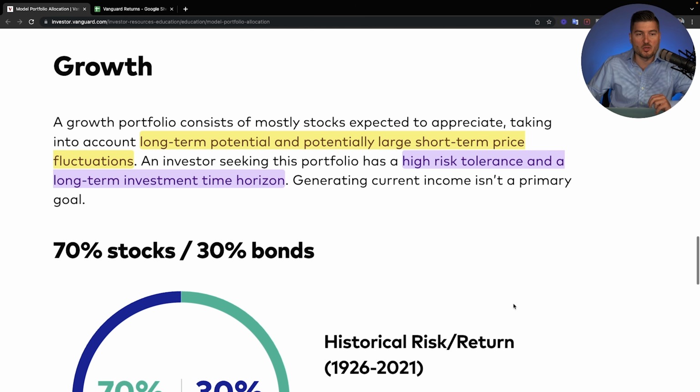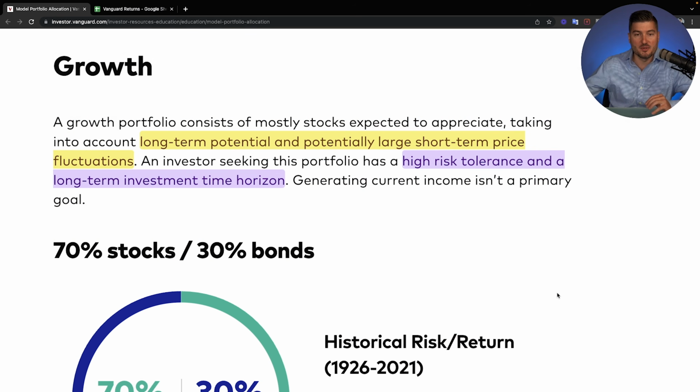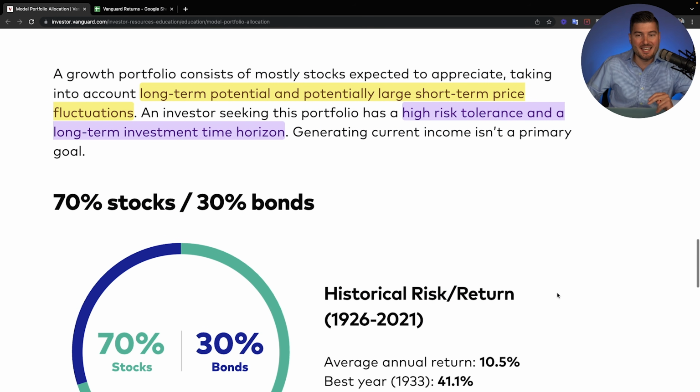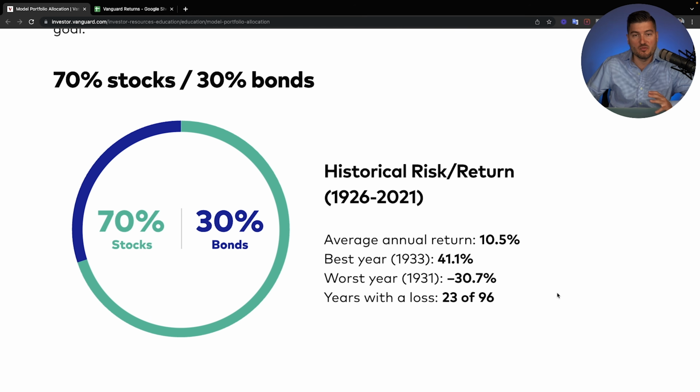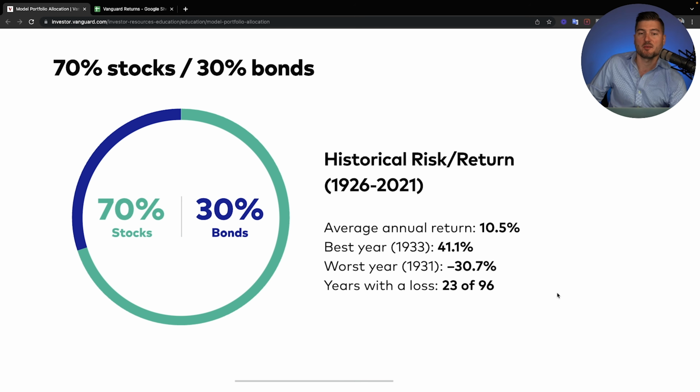So now this is where we move into the growth portion of the video, or the portfolio, if you will. So this is basically consisting mostly of stocks expected to appreciate, taking into account long-term potential and potentially large short-term price fluctuations, aka high risk, high reward, higher risk, hopefully higher return. So an investor seeking this portfolio has a high risk tolerance and a long-term investment time horizon. These are typically people that are starting to invest. These are people that are in their 20s, 30s, 40s, and then you start to kind of go into balanced, and as you get older, you kind of typically transition into income, which we talked about in the very beginning of this video.